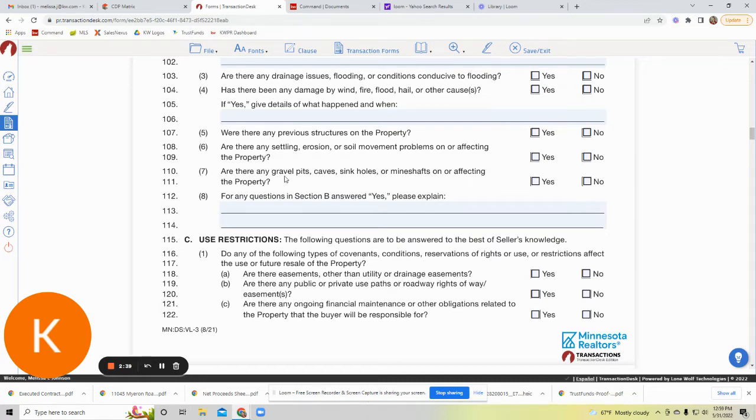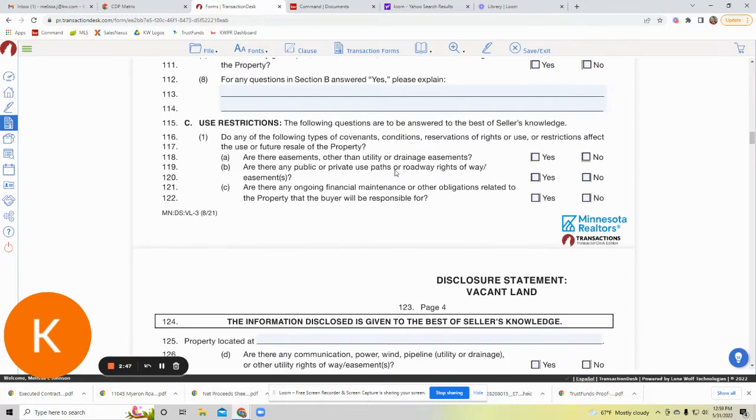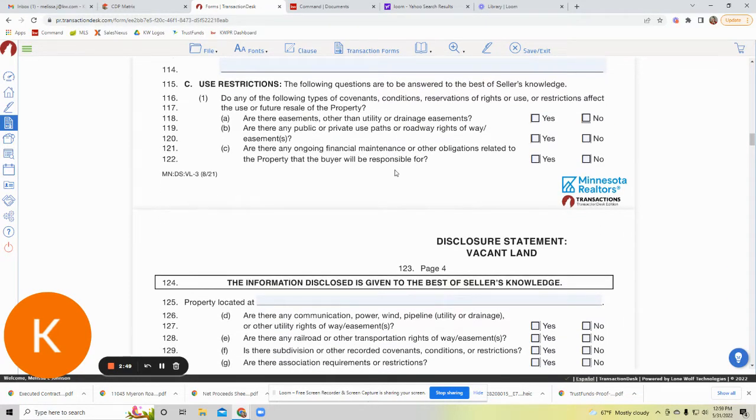So do we know anything about the soil? Do you know anything about gravel pits? Do you know anything about any erosion or settling? This is really important when we get to line 115. It talks about, are there any use restrictions? So does the seller know of any covenants or conditions that would restrict the type of structure that's able to be built on this vacant land?